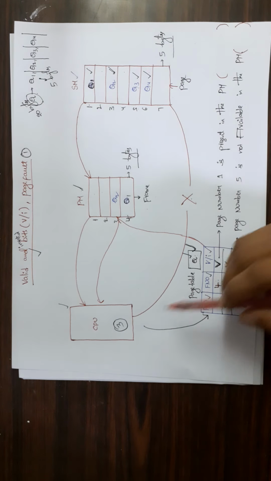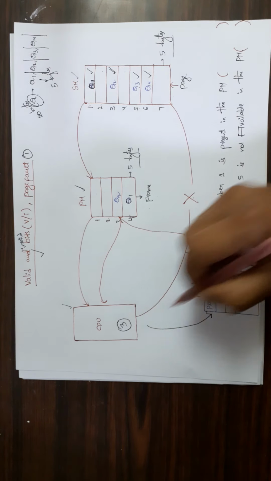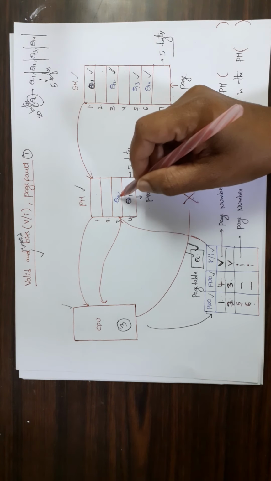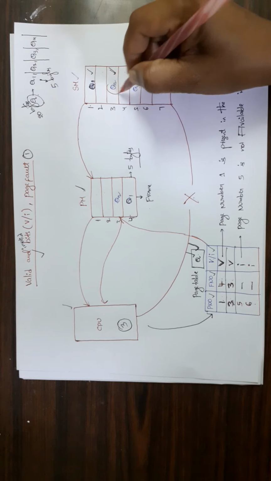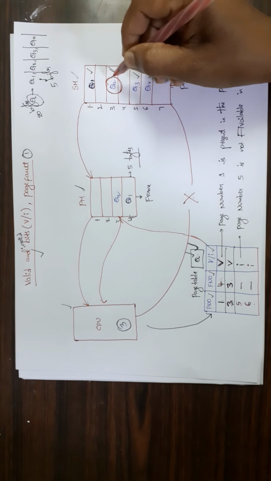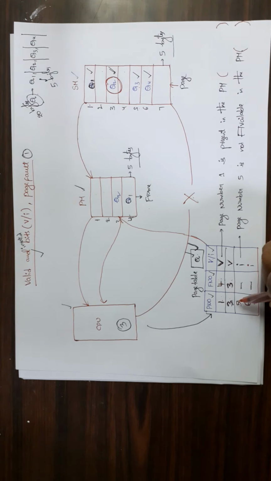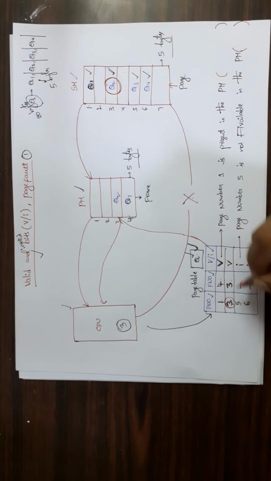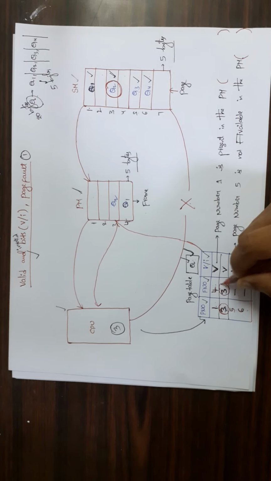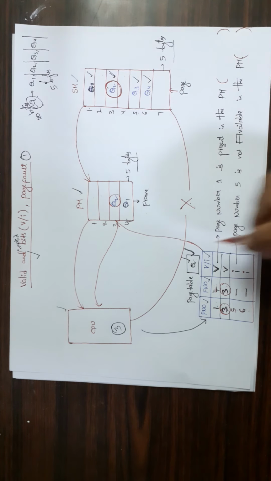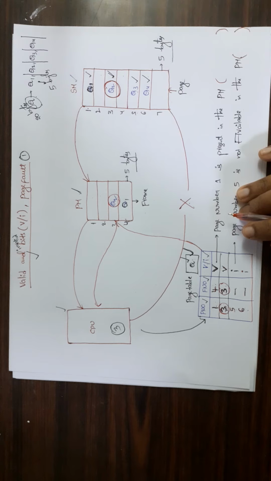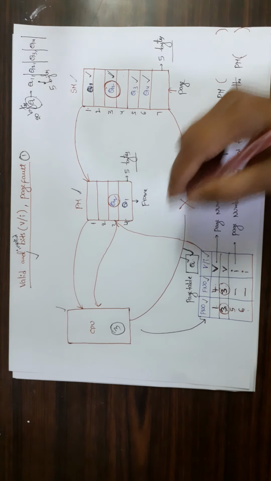If you observe, the required page, that means page number 3, is available in the primary memory, right? Page number 3 means Q2. So from the page table we can say that page number 3 is available in frame number 3, so frame number 3 data will be accessed by the CPU. Here, the required page is available in the primary memory.